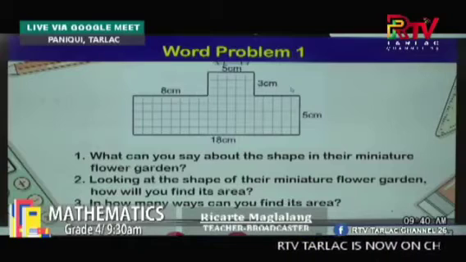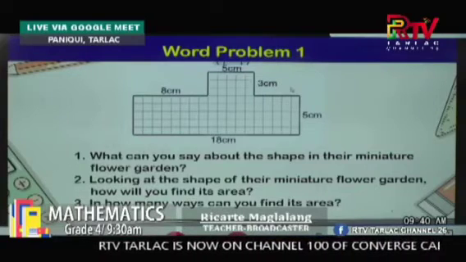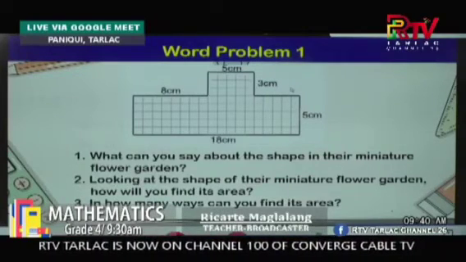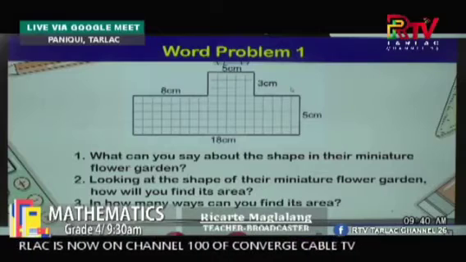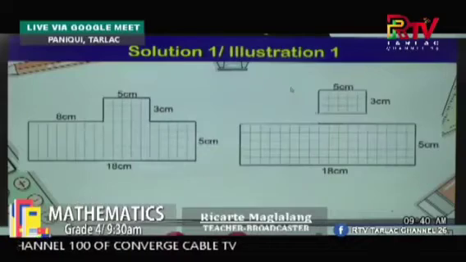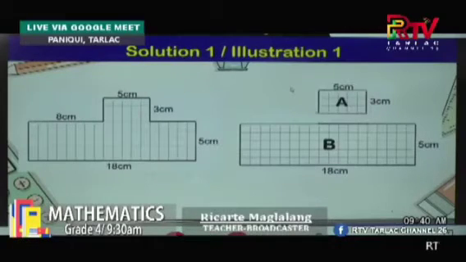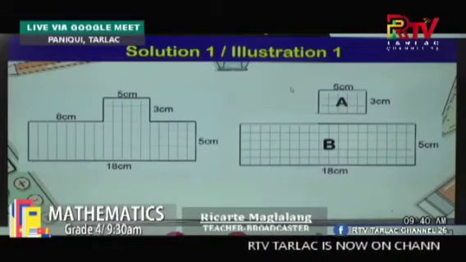And question number 3, in how many ways can you find its area? Answer, you can find its area using the following 2 ways. Solution 1 or illustration 1. There are 2 rectangles formed, labeled A, rectangle A, and rectangle B. Find the area of the individual shapes.